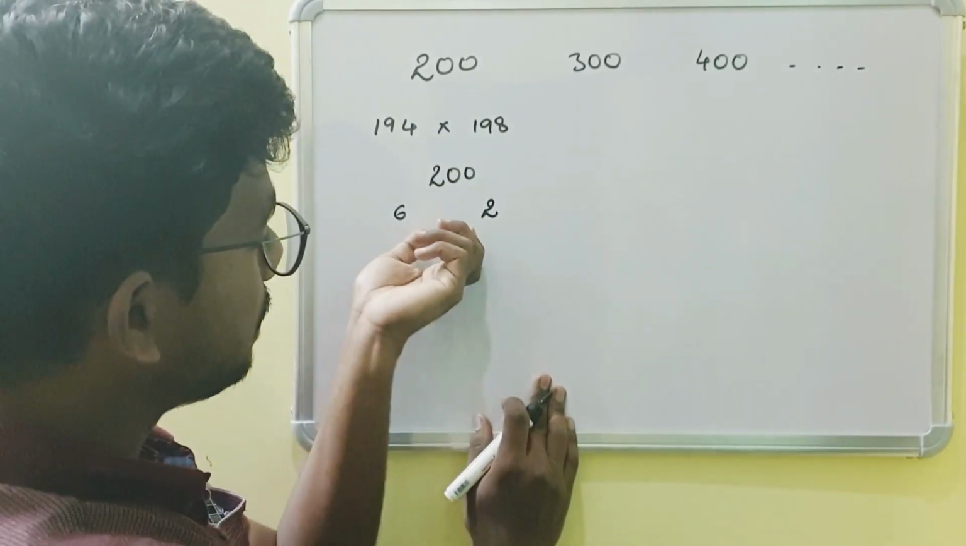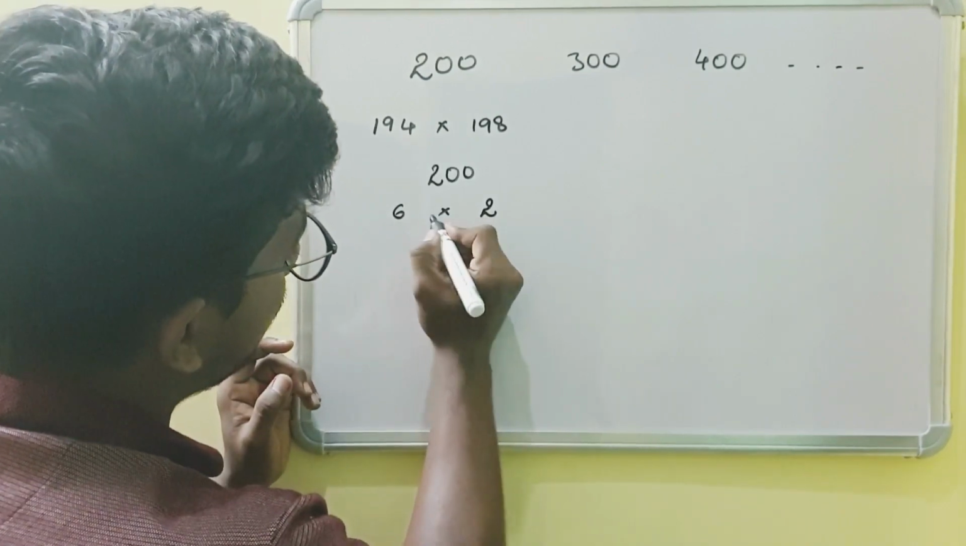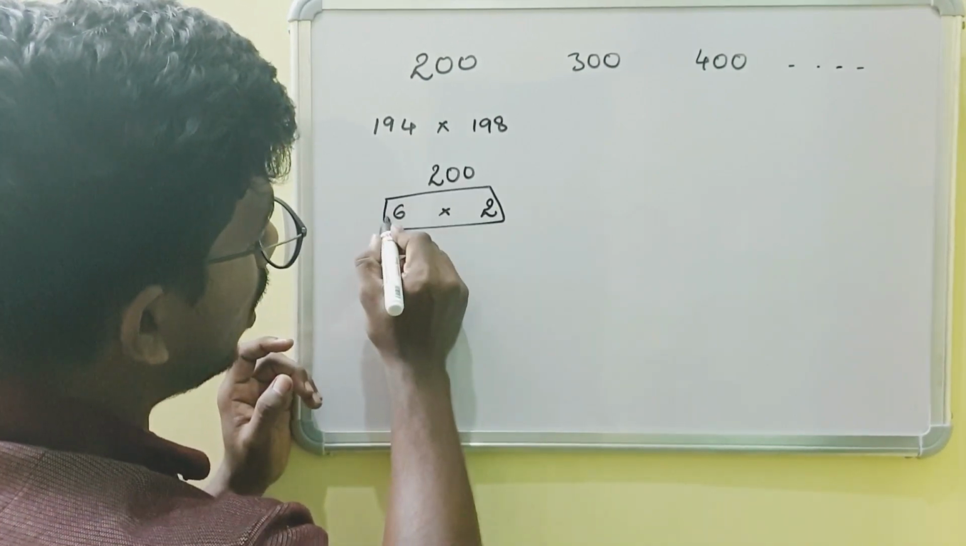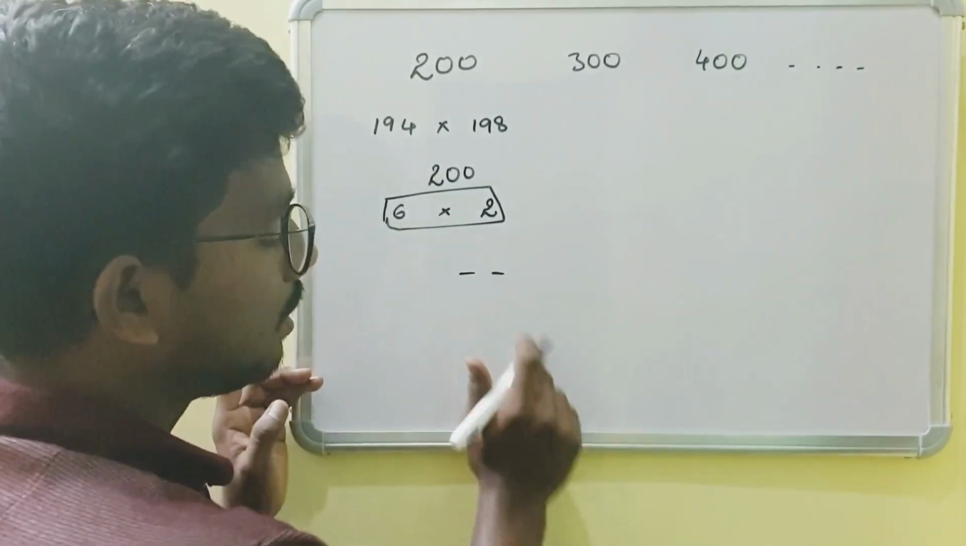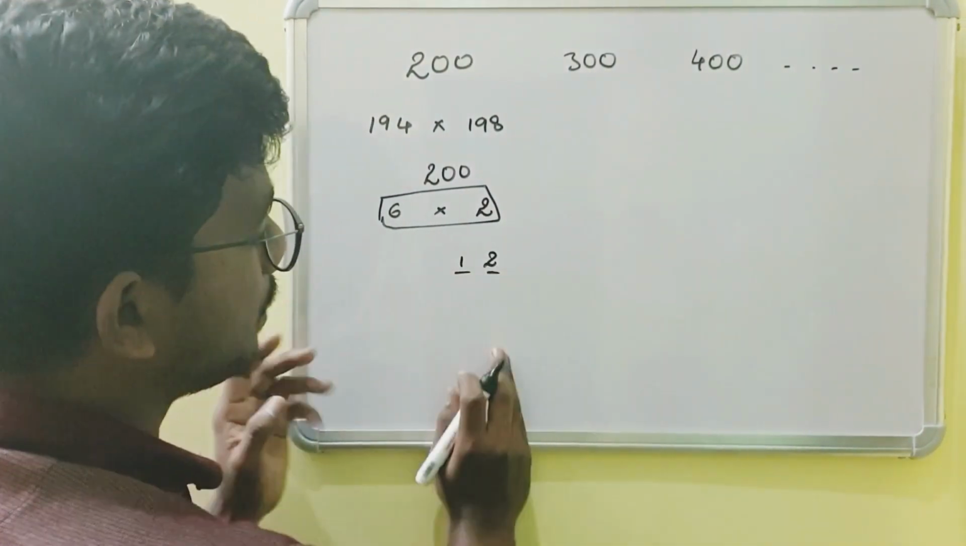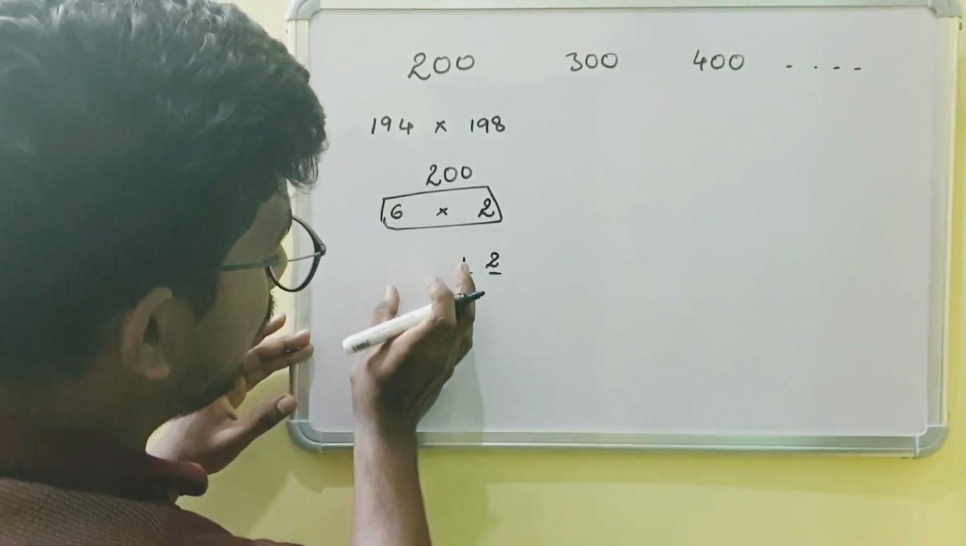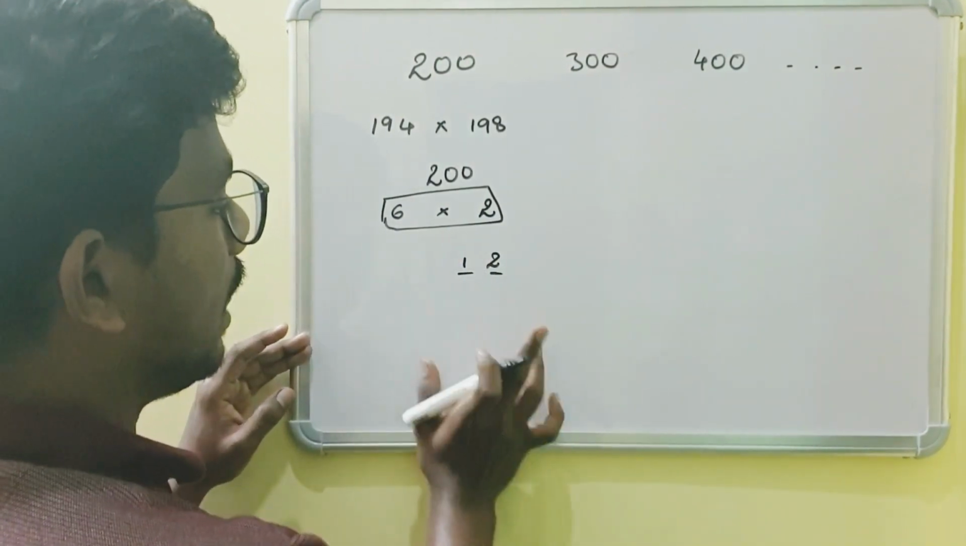Okay, after obtaining the results, we have to multiply those two to obtain the last two digits of the number. So 6 into 2 is 12. So I got the last two digits of the number. Okay, I have to find the remaining values.